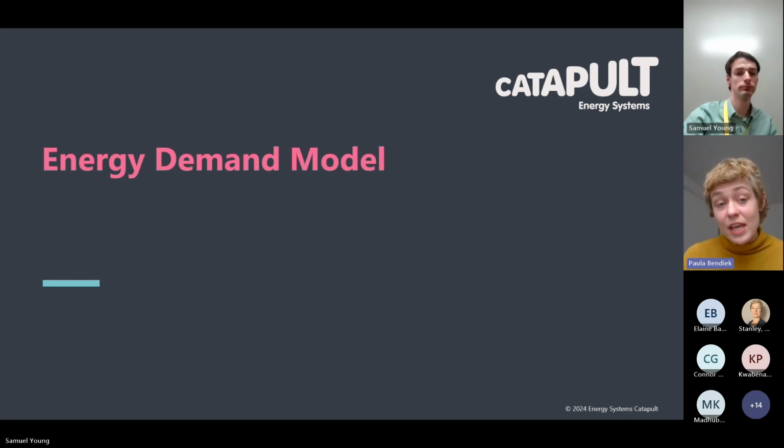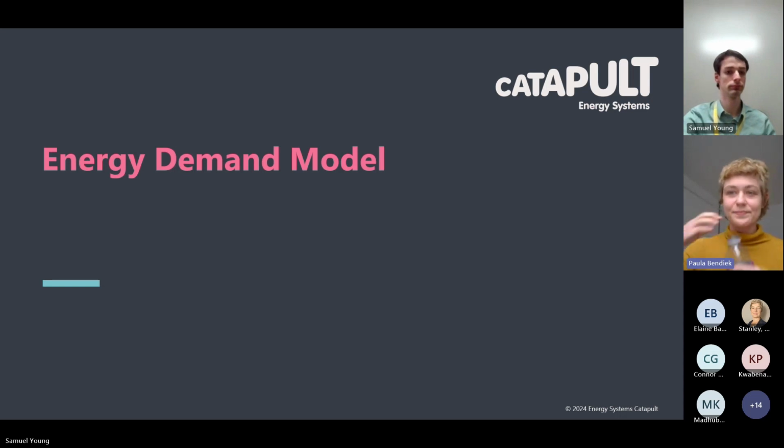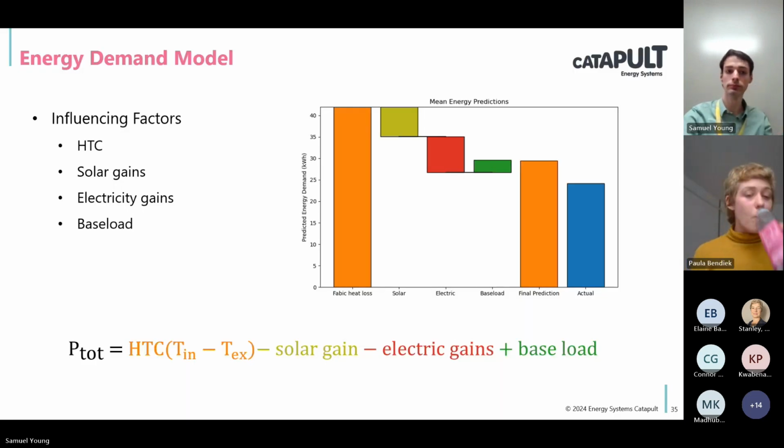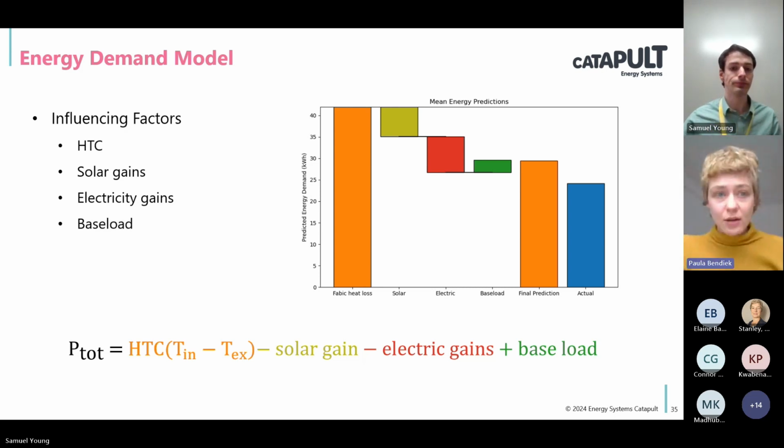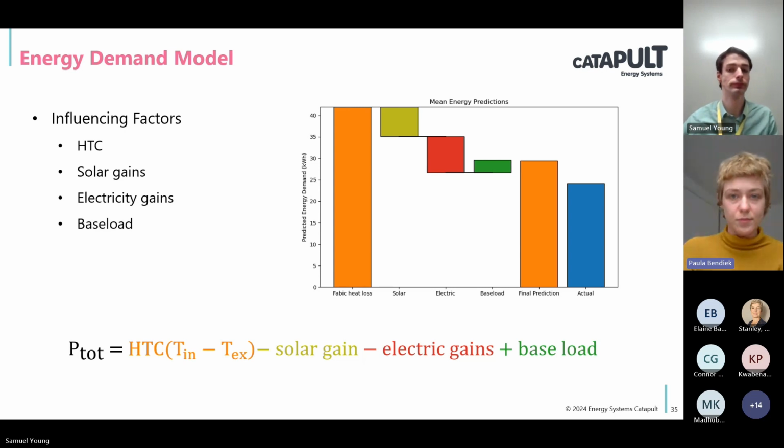So now that we have the HTC values, we can use them to predict our energy usage. So we calculate the energy demand by using the HTC. We multiply that by the difference of the internal and external temperature.